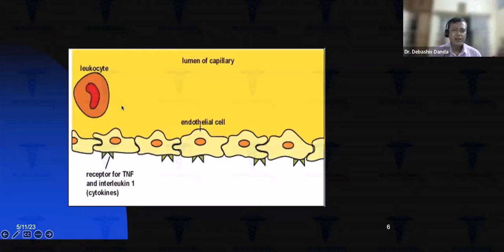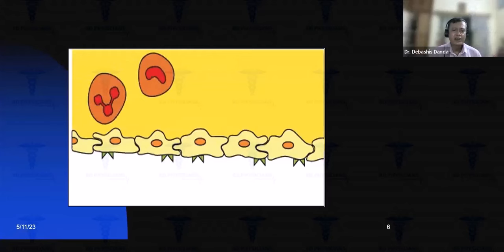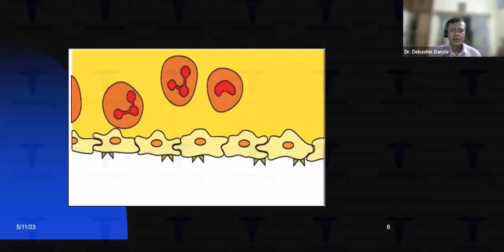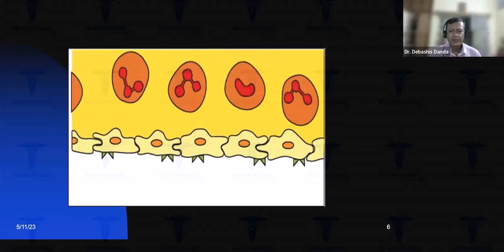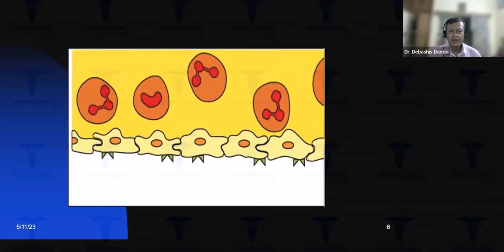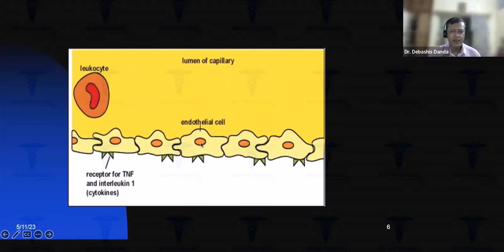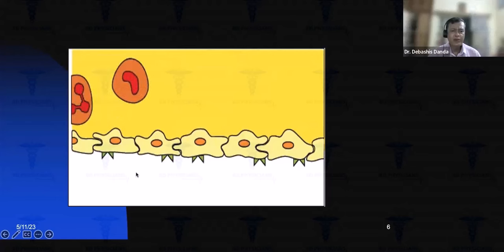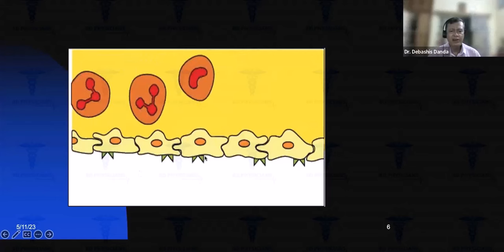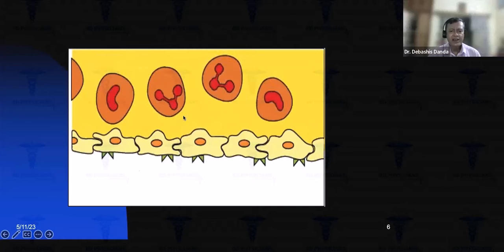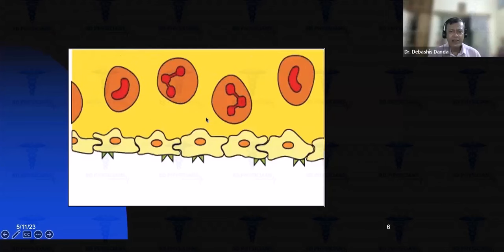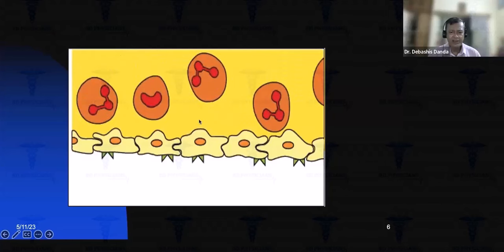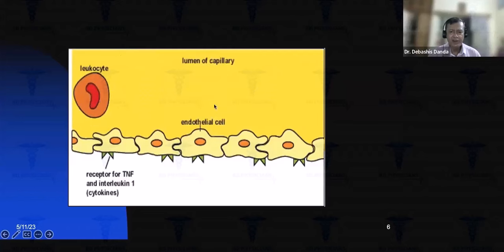So in this cartoon, I would like to explain that normally the white cells, the neutrophils, or the other white cells, they flow in the lumen very smoothly without getting stuck to the endothelial surface, and they do not come out of the vessel wall under normal circumstances, because the receptors for various pro-inflammatory cytokines like TNF and IL-1 and the ligands on the white cells, if they are not upregulated, they will not be causing an indirect interaction or stickiness, which is a requirement for inflammation.